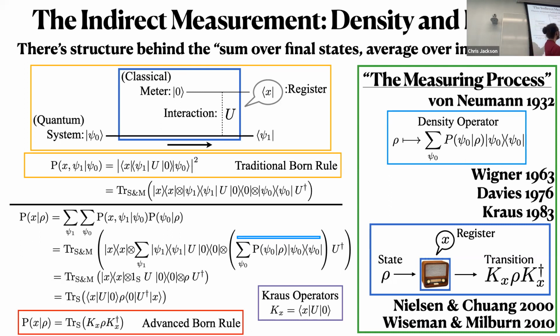So I can just use linearity to rewrite this as a trace over the system and meter. And then if I wanted to calculate the probability of X given some distribution of psi 0, this is the average over initial states, sum over final states. So you just apply linearity. This psi 0 can go over here, and all of the psi 0 dependent stuff is here. And this is indeed the famous density operator.